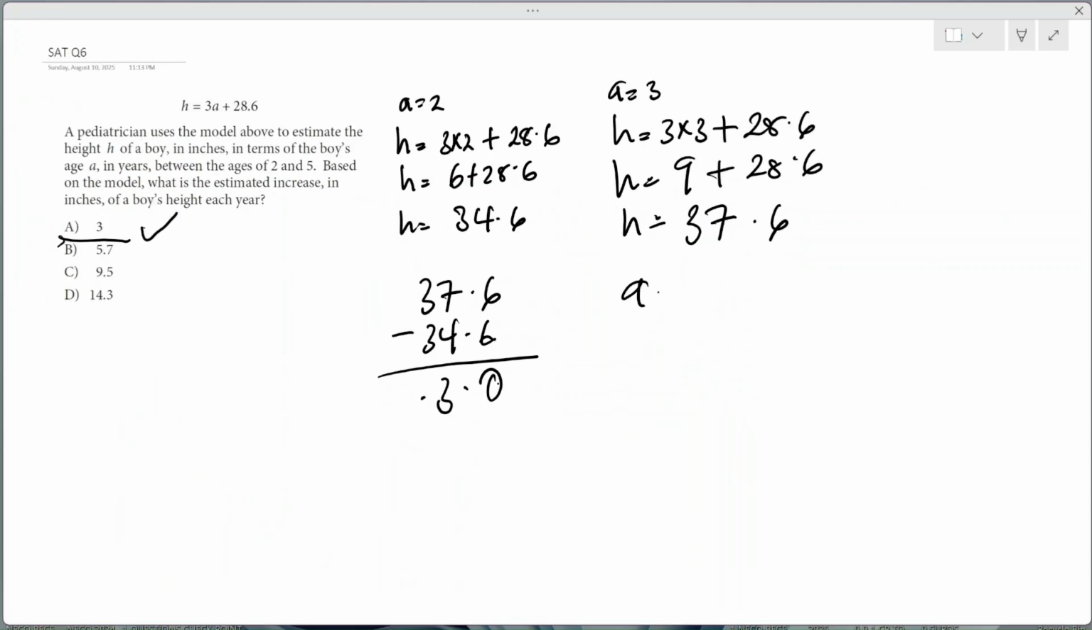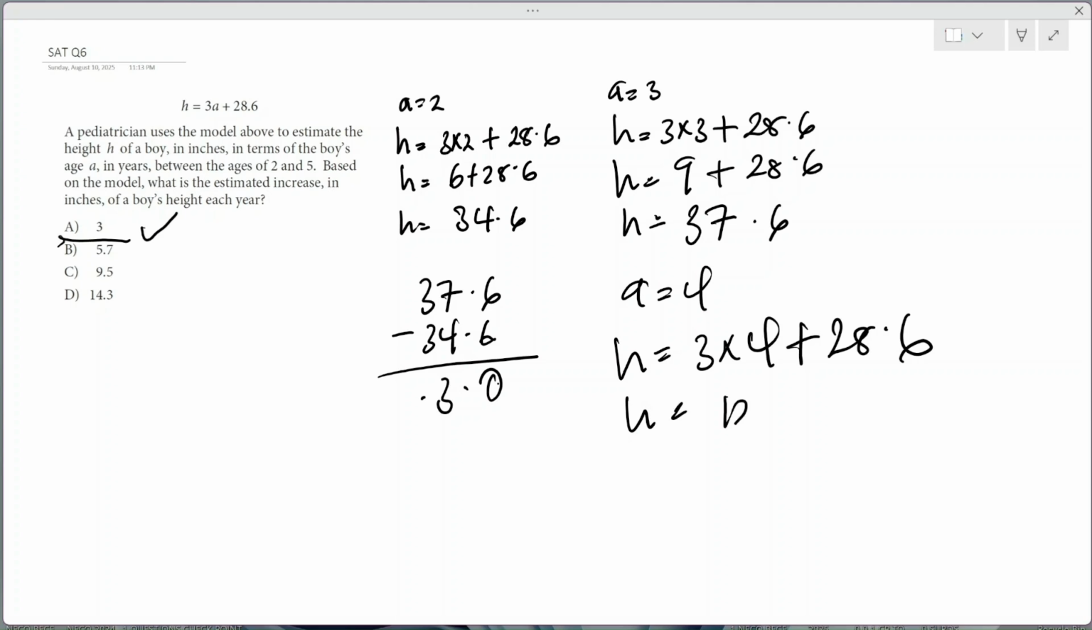Let's write it below. a equals 4. So you have h equals 3 times 4 plus 28.6. h equals 3 times 4 is 12, plus 28.6. h, which is the height, is 12 plus 28.6. That will give you 40.6.